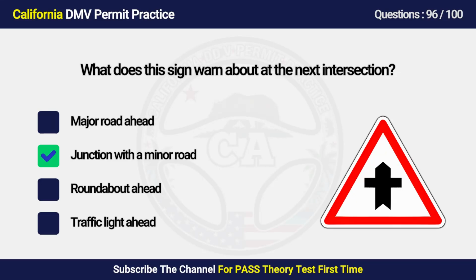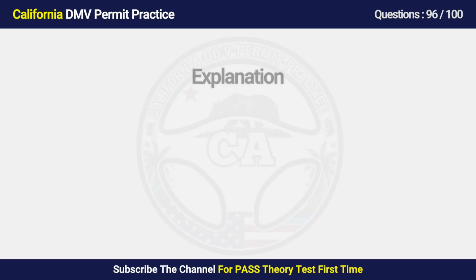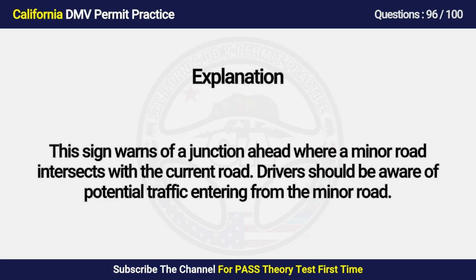Answer is B. Junction with a minor road. This sign warns of a junction ahead where a minor road intersects with the current road. Drivers should be aware of potential traffic entering from the minor road.